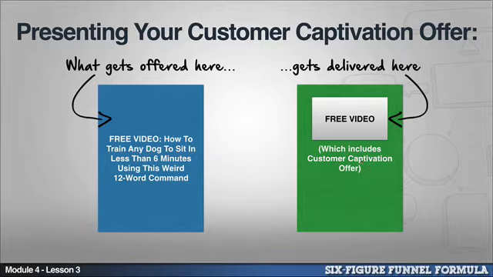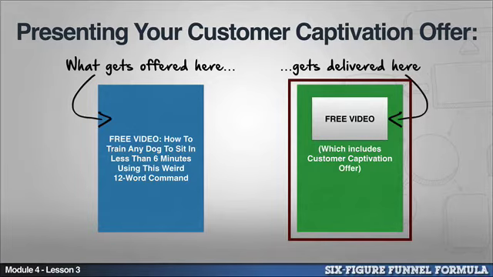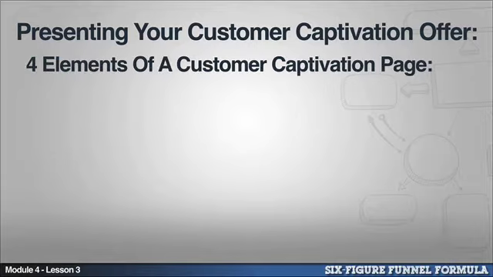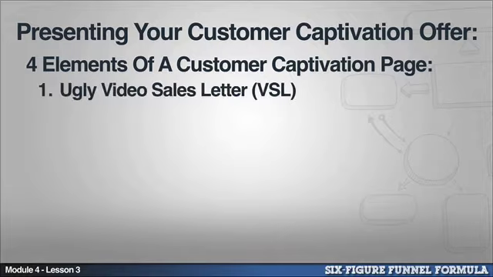And now the customer captivation page has your VSL. We already covered the elements of the VSL in the prior lesson. And then there's an add to cart button, and there's a few other elements that we're going to cover that are on this page. And so this is what we are going to talk about in this lesson. There are really 4 elements of a customer captivation page. The first one is, as John Benson calls it, the ugly video sales letter, right? The ugly VSL. And you'll see that that is really nothing more than text on a white background.